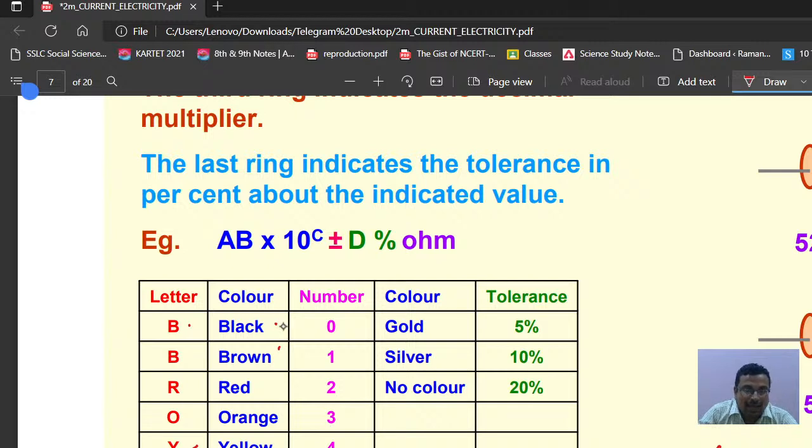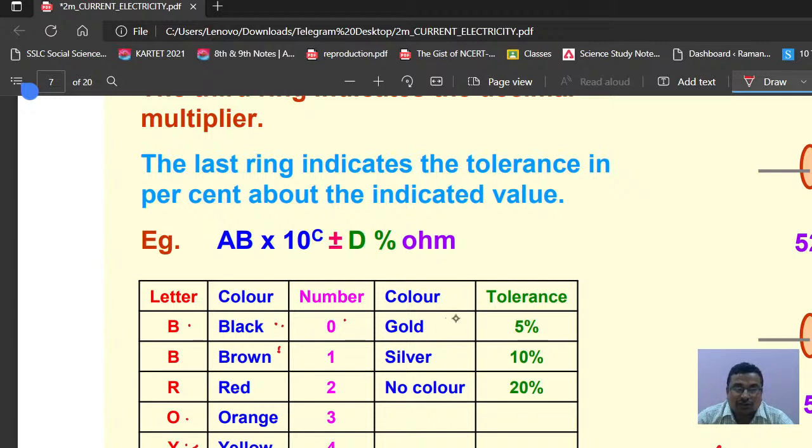So B is black, second B is brown, R is red, O is orange, yellow, green, blue, violet, grey, white. Starting with 0, there are 9 numbers. Black is 0, brown is 1, red is 2, orange is 3, yellow is 4, green is 5, blue is 6, violet is 7, grey is 8, white is 9. These numbers and colors with their values we have to remember.